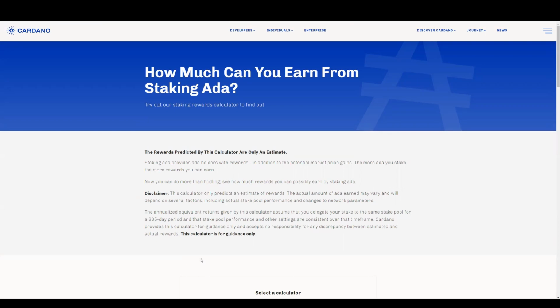This video will be covering ADA staking, specifically how to calculate your rewards and how to estimate your rewards based on a particular plan. In my previous video, I covered what is proof of work versus proof of stake, and then how staking specifically applies to Cardano.